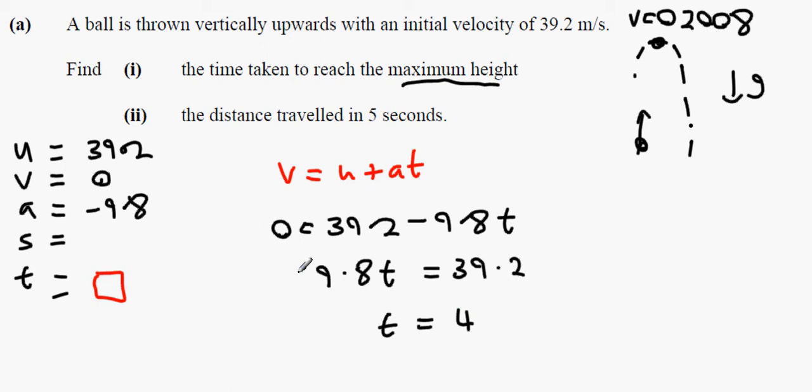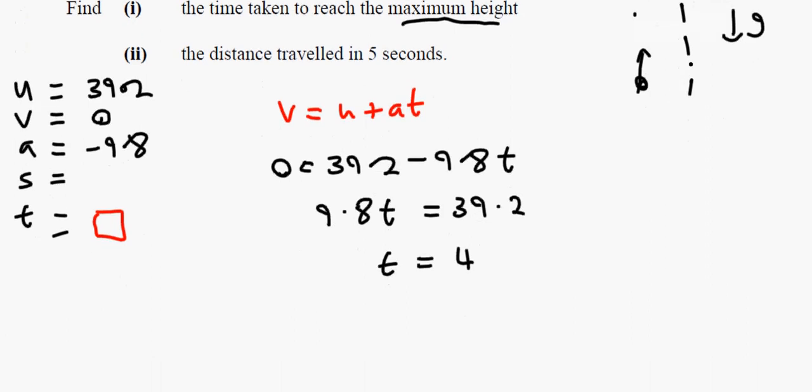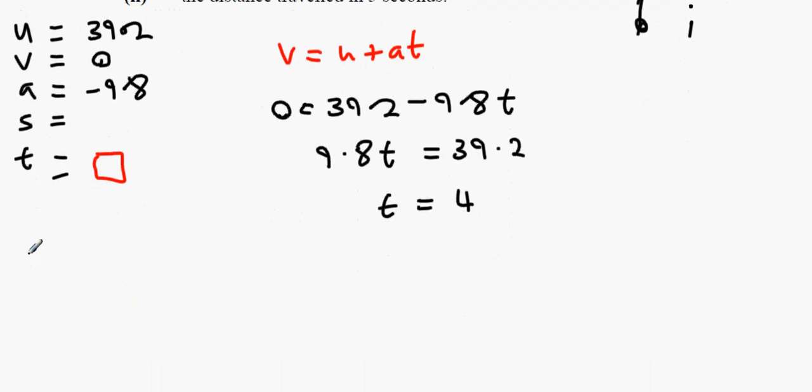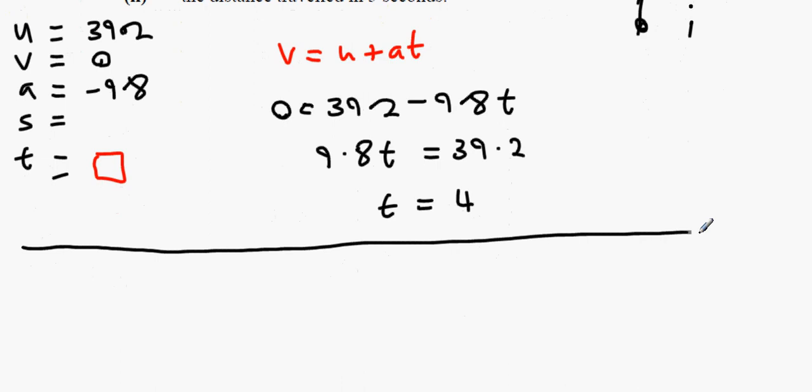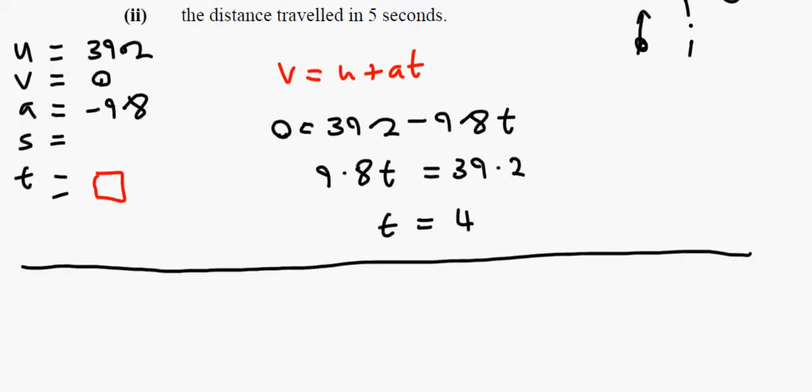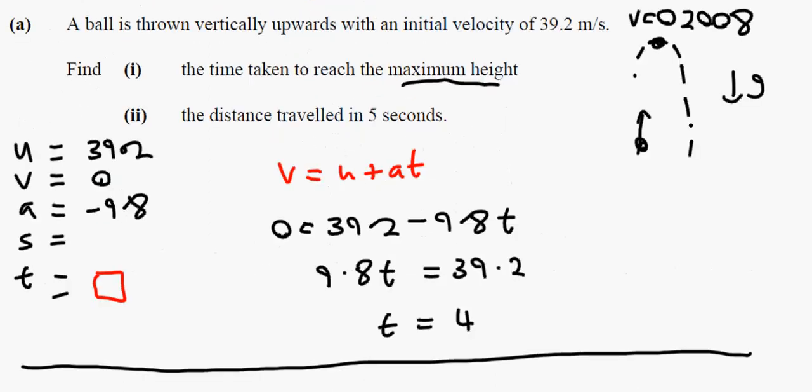Next question, the distance traveled in 5 seconds. Once again we've got to do a new UVAST. What we do know about this question is that it's the distance traveled in 5 seconds. So it takes 4 seconds to get to the top, and it takes a further second traveling down, so it's going to travel more than the maximum height. Just bear that in mind. There are going to be 2 different segments to this journey.